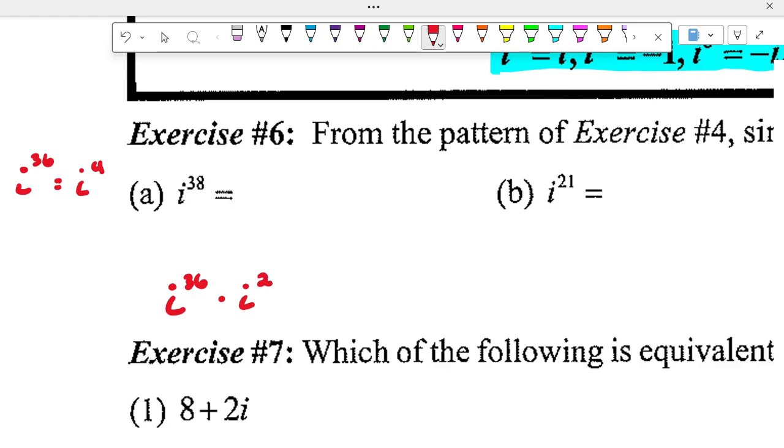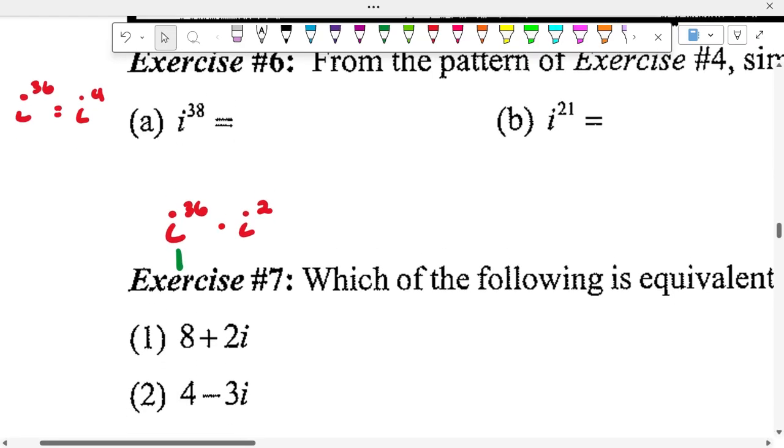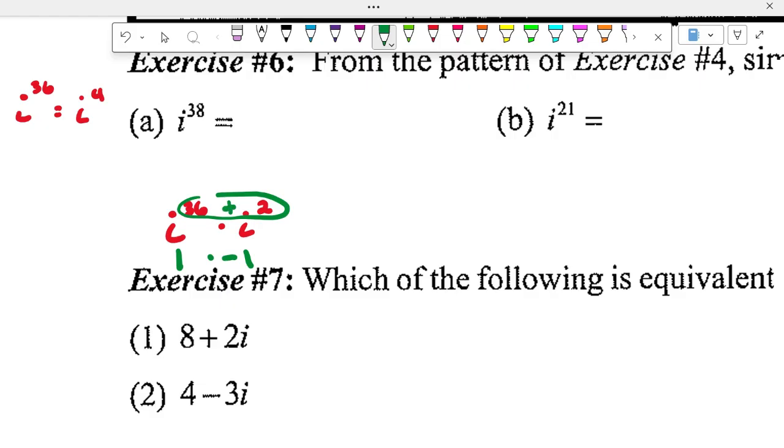So we know I to the 4th is what? 1. So that means I to the 36 is also 1. So I raised to any power that's a multiple of 4 is always going to be 1. And then whatever's left over after you find that nearest multiple of 4, however many i's are left over, that's what you're multiplying to 1. So what's I squared? Negative 1. Because 36 plus 2, that's 38. So what's 1 times negative 1? Negative 1. So I to the 38th is negative 1.